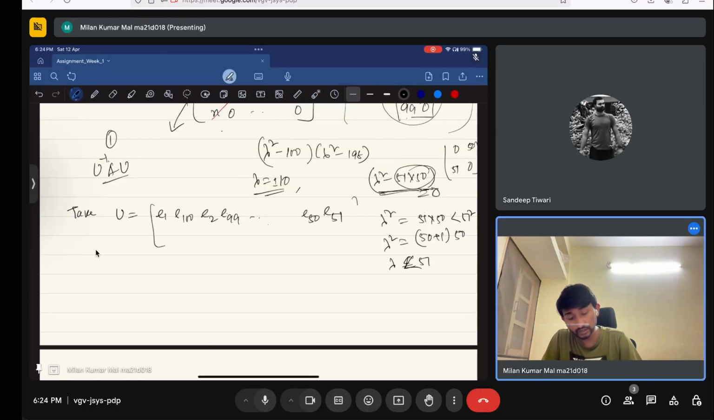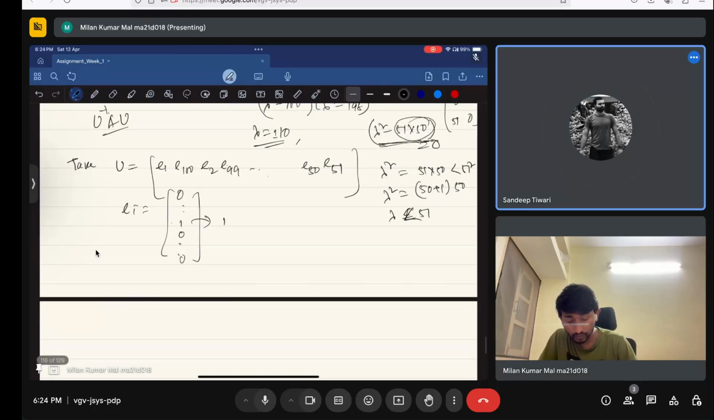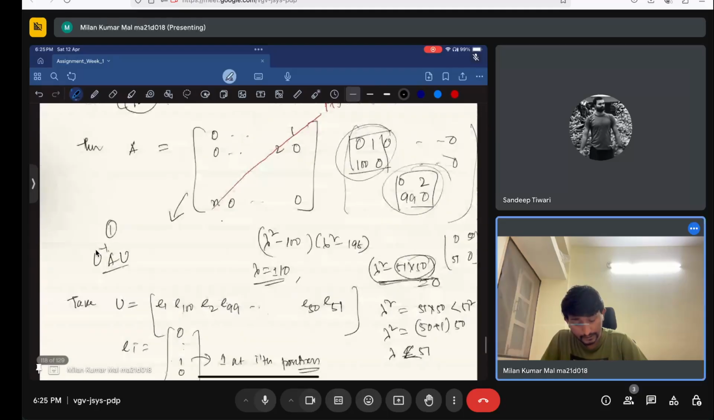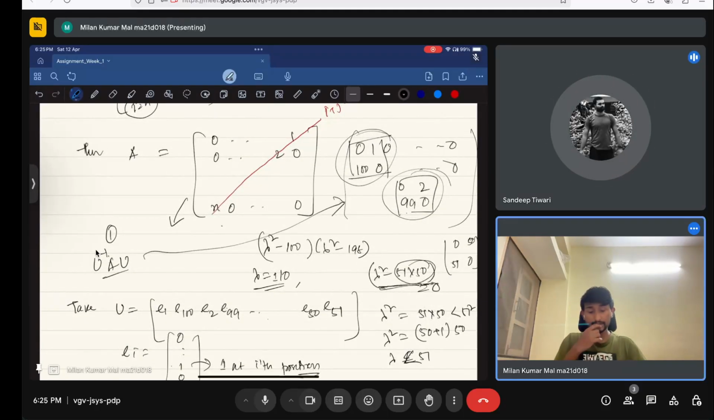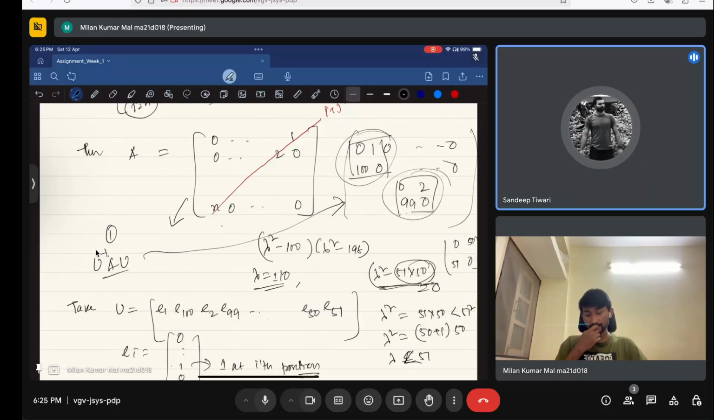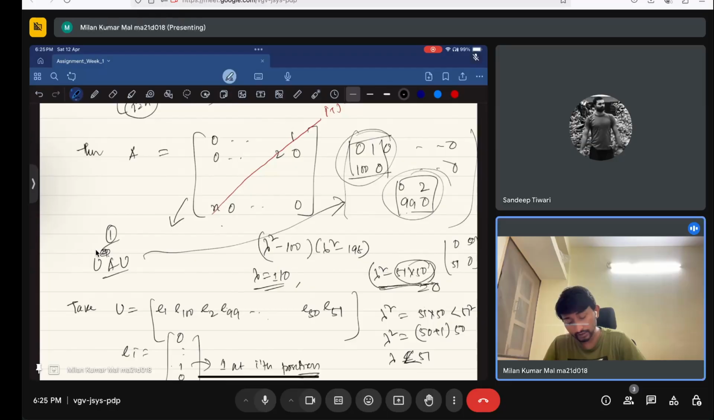You have to get ei equal to the column vector that is 0, 0, 0, with 1 at the i-th position and 0 in all other positions. That's a very good trick. And the matrix you have written is actually S inverse AS. This matrix is actually S inverse. You are saying that this one will be right.